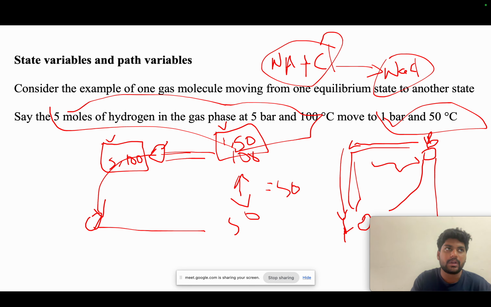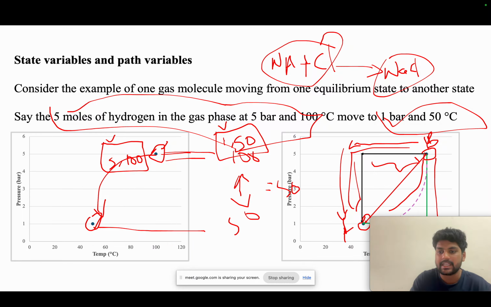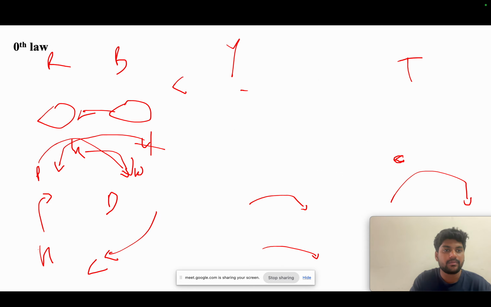So if I focus more on the path which I have taken, then they are called state variables. And if I focus more on the path, they are known as path variables. That's what I mentioned in the diagram here, the side diagram. So once this is done, we have the zeroth law.